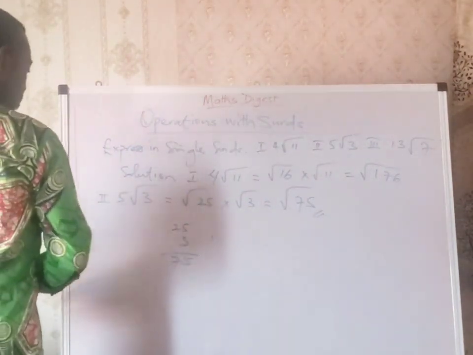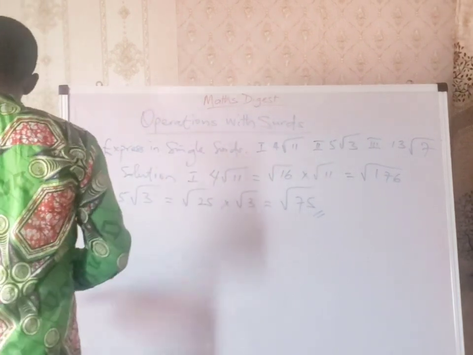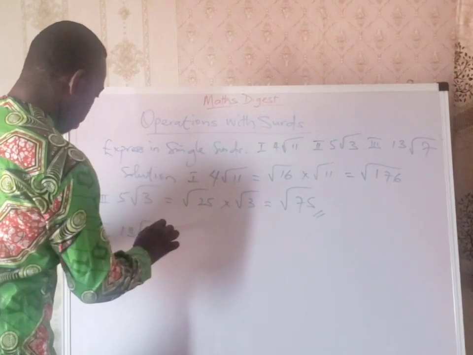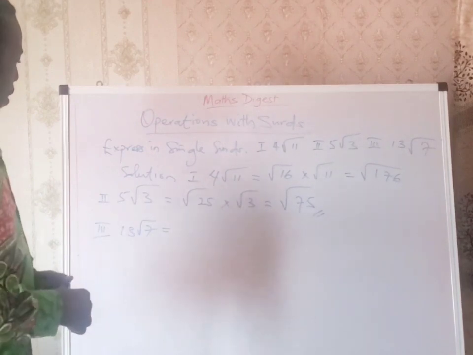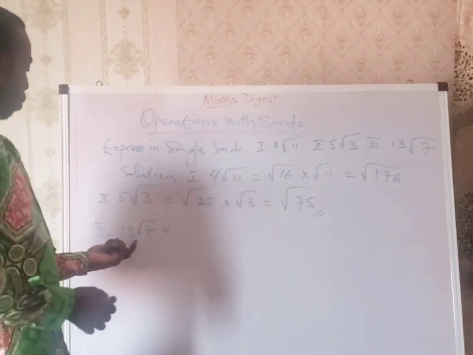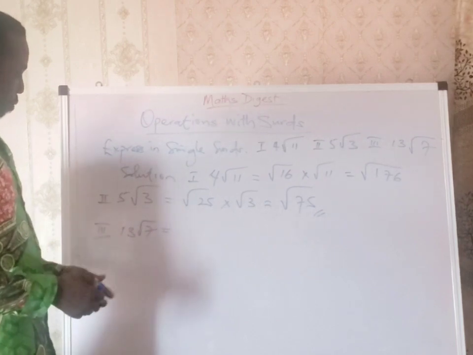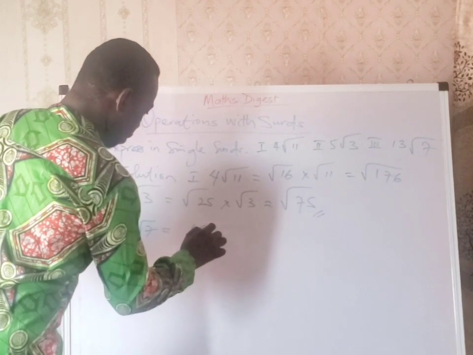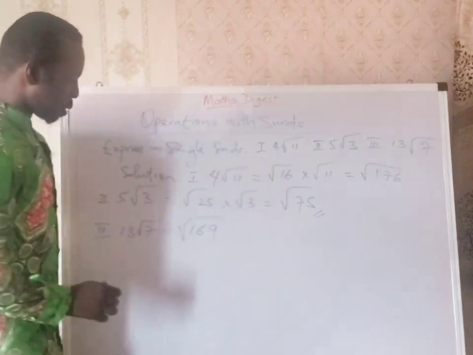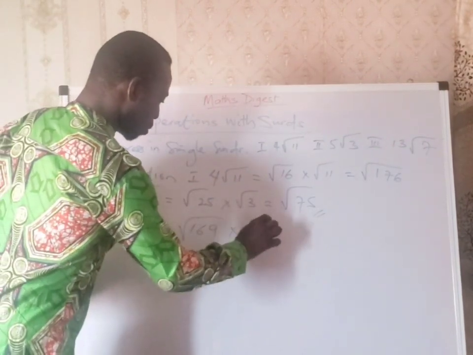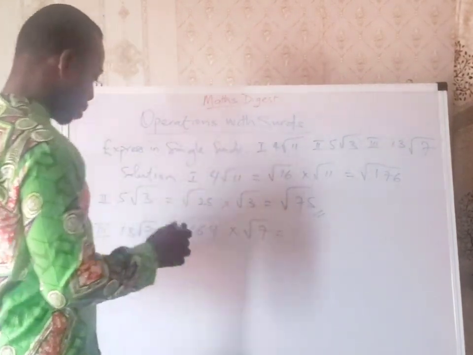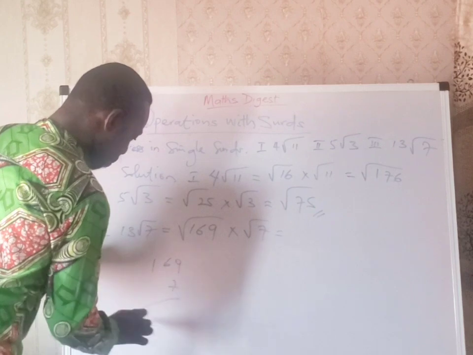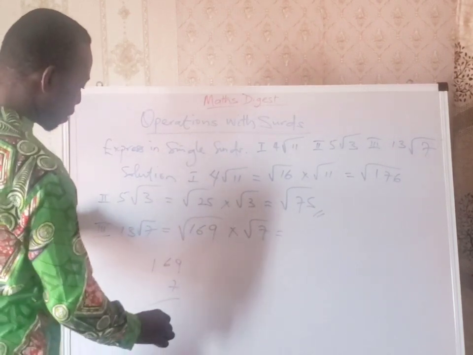Now the last one is 13 root 7. You think about what is the square of 13. Square of 13 is 169, okay? So if you say 169 times root 7, that will give you 7 times this. Let's say 169 times 7, okay? And this times this will give you 63.